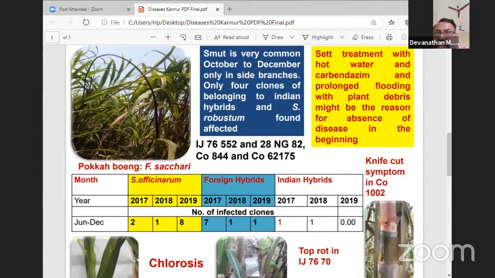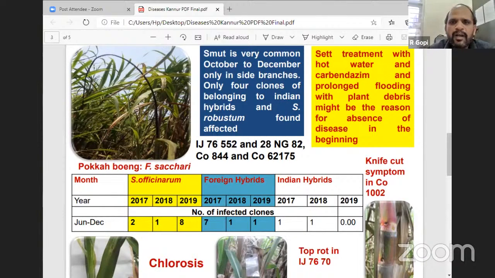Yes. Seed treatment with hot water and carbendazim, and prolonged flooding with the plant debris might be the reason for the absence of the disease in the beginning, because normally disease appears at the end of the season.